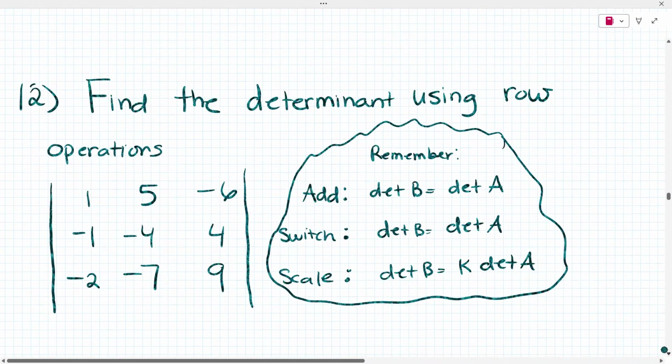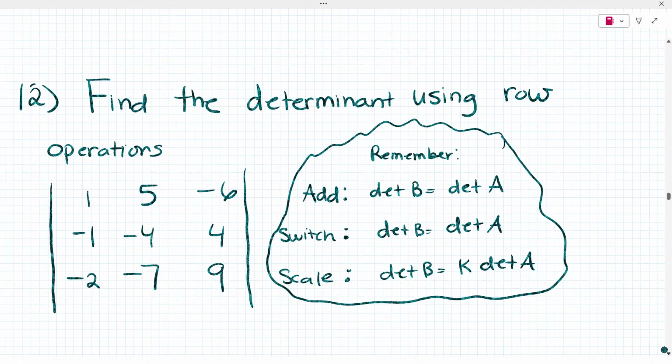Number 12 says, find the determinant using row operations. Here we have this 3 by 3 matrix, 1, -1, -2, 5, -4, so I'm going by columns: 1, -1, -2, 5, -4, -7, -6, 4, 9. It's a 3 by 3, right? So I wrote down this rule. Remember, for a row operation, if you're adding, the determinant doesn't change, right? Determinant B equals determinant A.